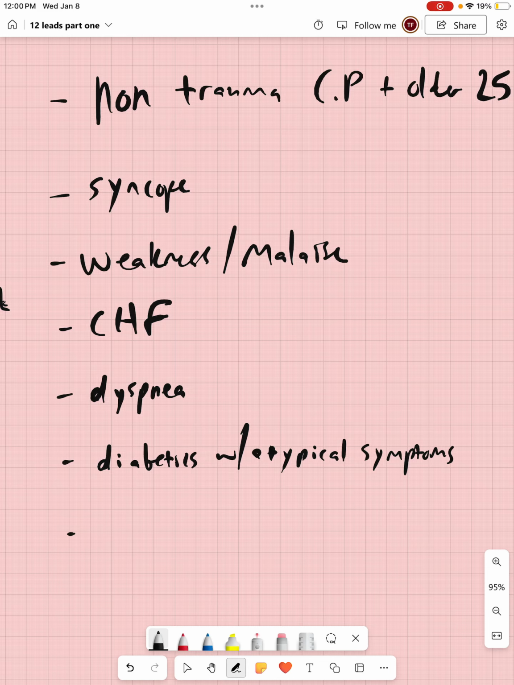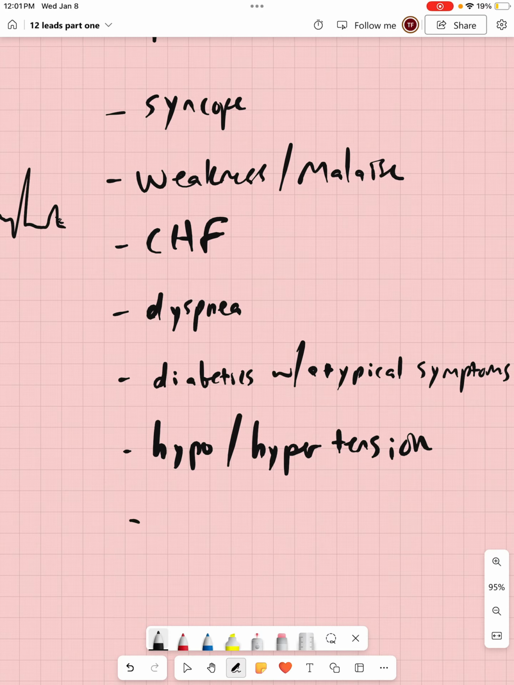What is going on in the heart? Is it potentially not operating on all cylinders? And if so, I want to do a 12 lead. But going into the specifics, these are some of those things. Hypertension, as well as bradycardia and tachycardia.